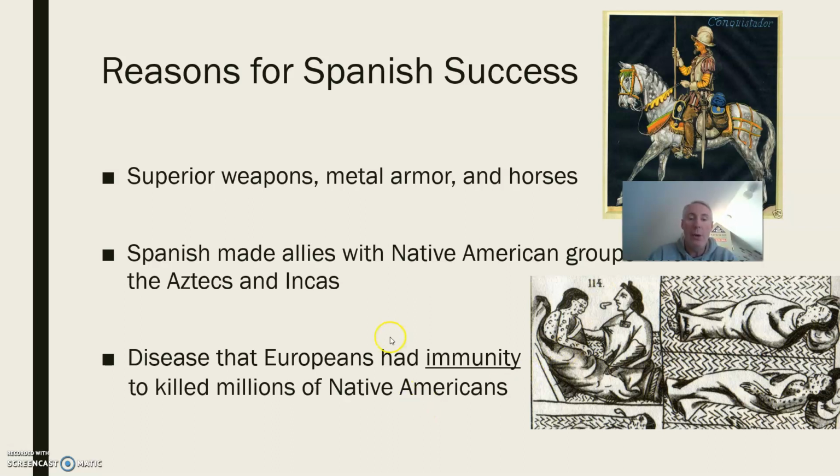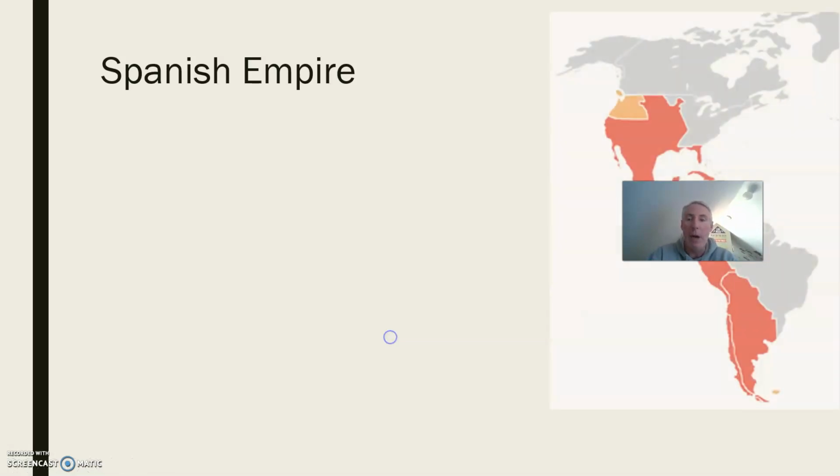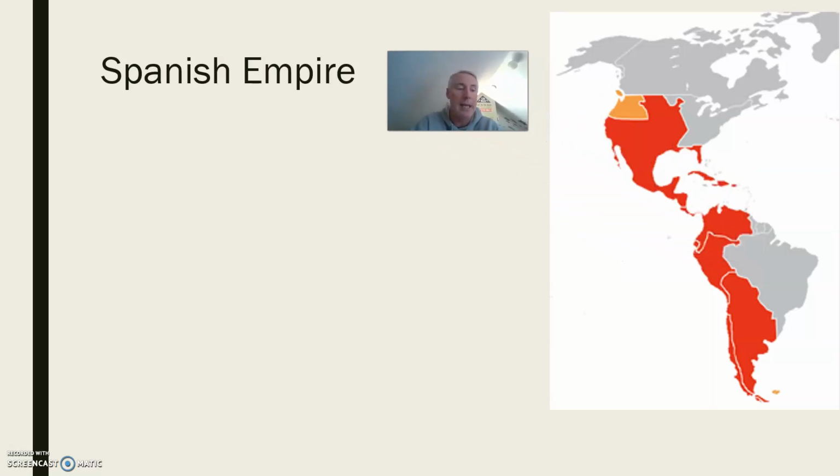So after a fairly short amount of time, Spain had built up a pretty big empire in the Americas. Look at the map here. This is what their empire looked like at its highest, at its extent in the 1700s. So it's not quite at this point in the time period we're talking about yet.